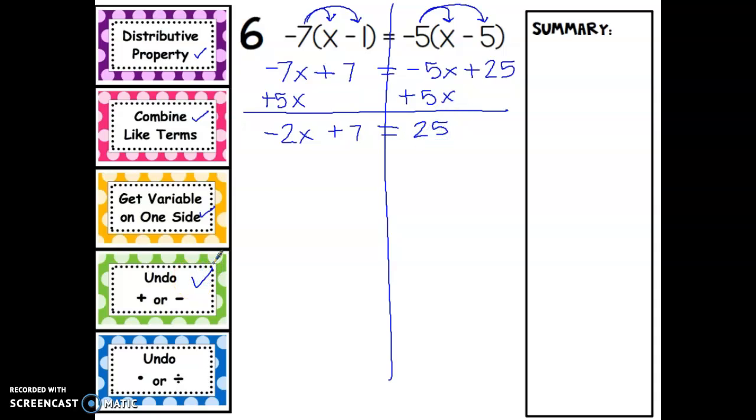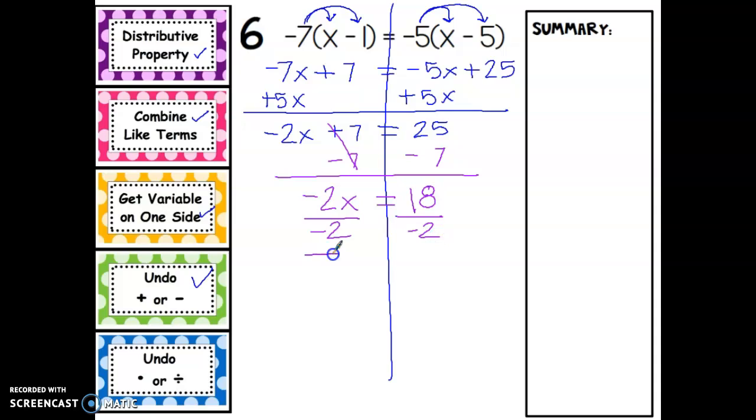Undo addition or subtraction. At this point, we're at a two-step equation, right? So we're removing the term without the variable first. We're left with a negative 2x is equal to 18. Divide both sides by negative 2. That turns into 1. X is equal to negative 9.